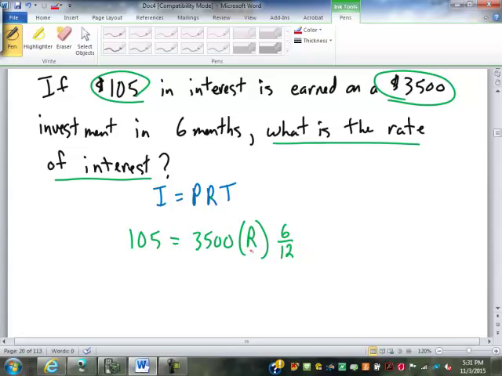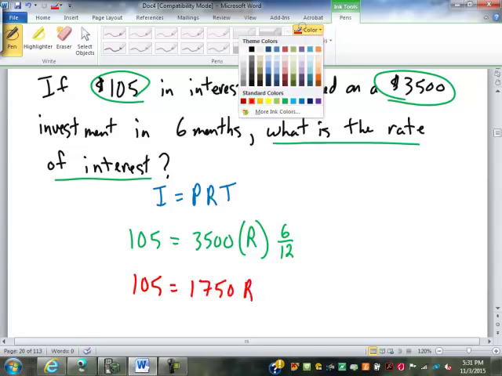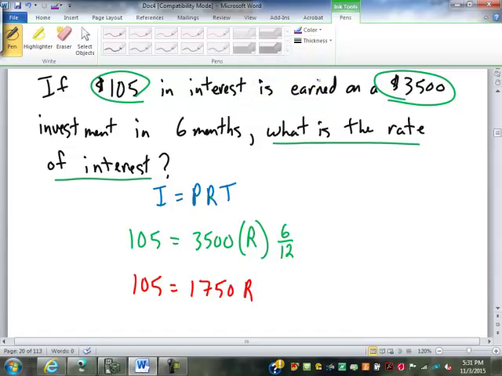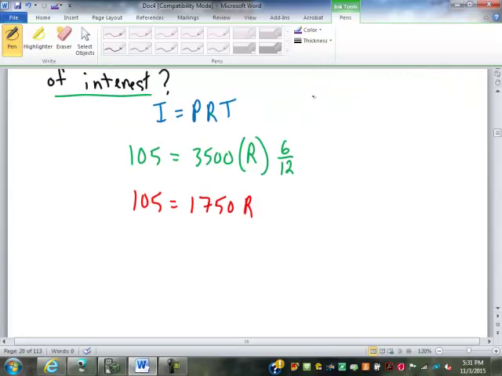So now before we solve the equation, we're going to combine what we can. So we have the 3,500 and the 6/12. 3,500 times 6/12. If you didn't want to use the fractions, like I said, just do 3,500 times 6 divided by 12, which is going to be 1,750 times R. Now, R has been multiplied by 1,750. So to solve our equation, we are going to divide by 1,750.